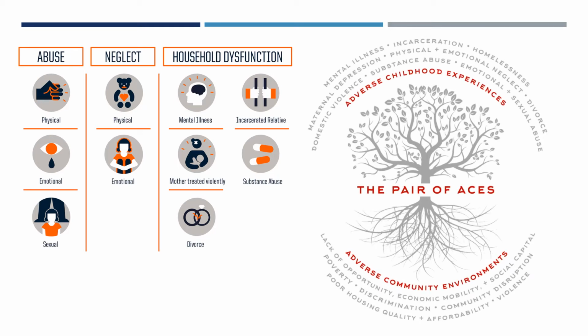This more recent model incorporates a second set of ACEs, adverse community environments. Many adverse experiences in a child's life are connected to a lack of resources and increased threats in their communities, including economic insecurity, poor housing, and discrimination. The effects of adverse childhood experiences are compounded when they occur in the context of adverse community environments.